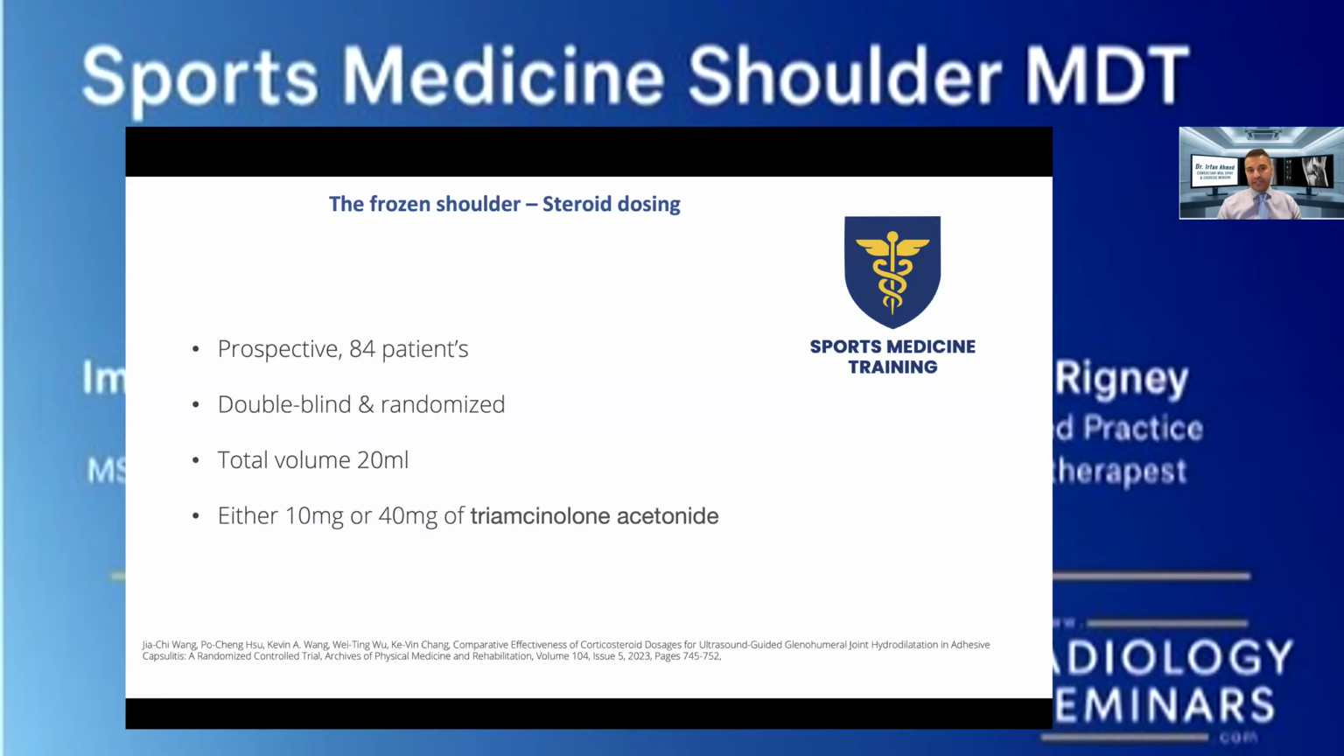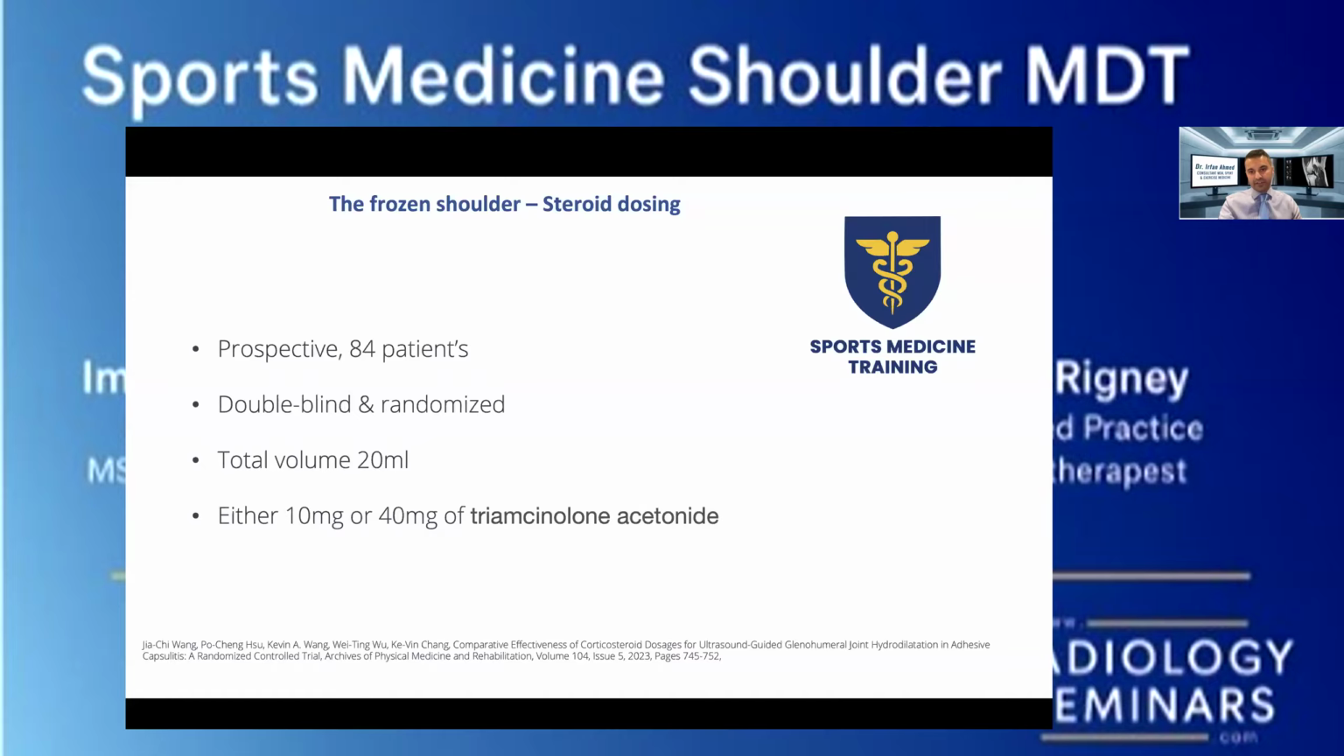This is a study of 84 patients published by the Wang et al. group, and it was double blind and randomized, which is good. They used an injectate or a total volume of 20 mils into the glenohumeral joint. And really interestingly, they used two different treatment groups, either 10 milligrams of triamcinolone or 40 milligrams, which is normally a full vial. Now, looking at those doses, 10 milligrams looks like a pediatric dose. It's a very low dose in comparison to most injections, and 40 milligrams might be considered a standard dose.